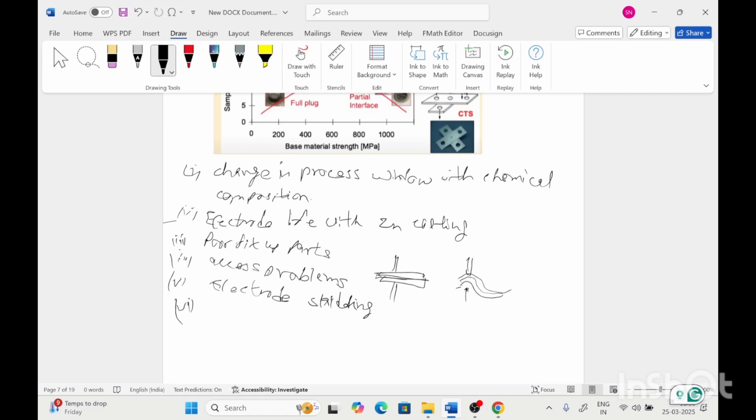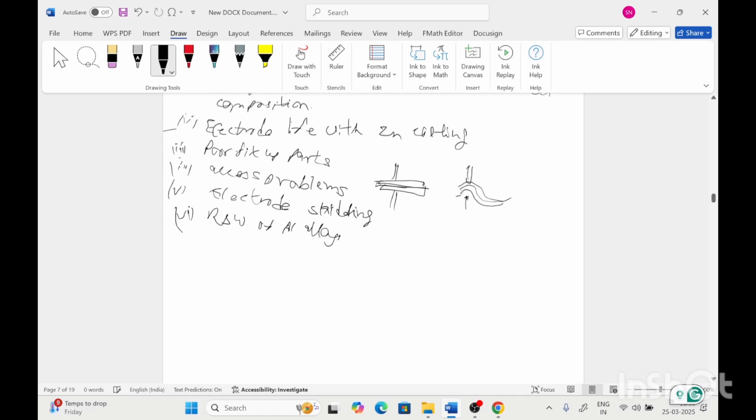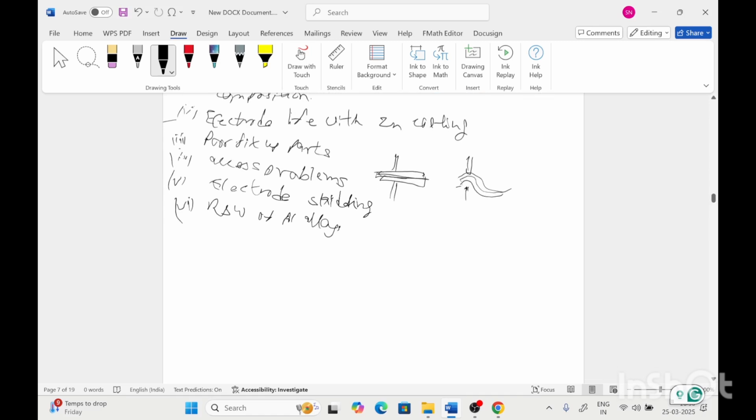Next is resistance spot welding of aluminium alloys. There are different problems associated with the welding of aluminium alloys. First is the high welding current needed, due to low electrical resistance.